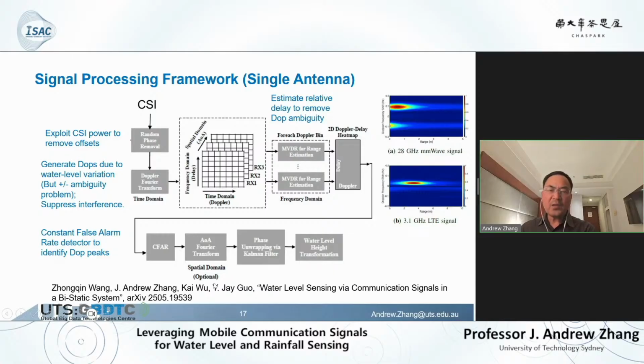After that, if we have multiple antennas, we can incorporate a step of angle of arrival estimation. Such information is not necessary for estimating the propagation delay, or propagation path variation, but it's important for mapping the propagation path variation to water level. And we also apply phase unwrapping by a Kalman filter process to smooth the estimates across different time slots. You can refer to the details in this paper available on arXiv.